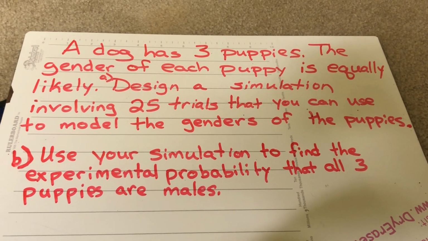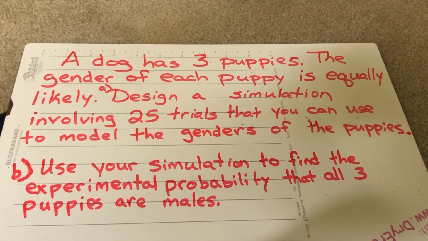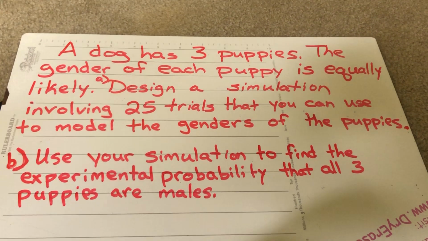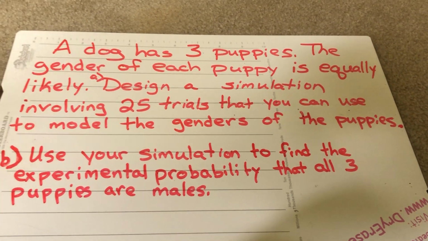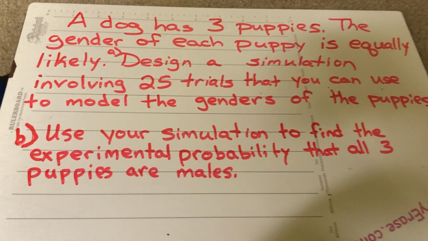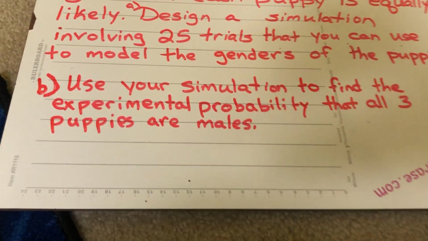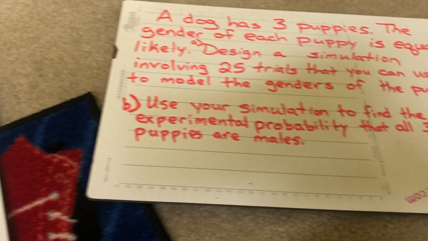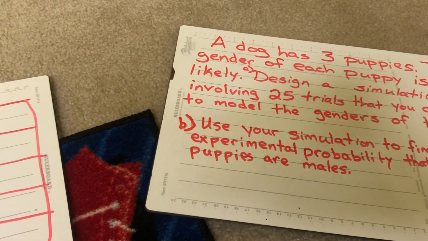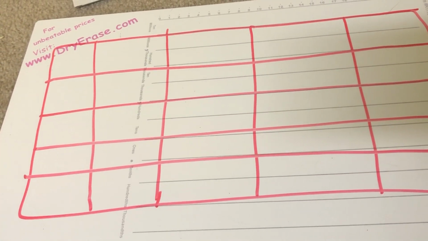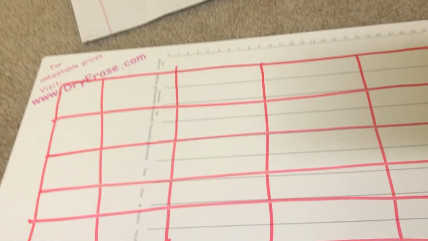So this is what we're going to do. We're going to say heads is male, tails is female. So if our quarter lands on heads, it's a male puppy. If our quarter lands on tails, it's a female puppy. Use your simulation to find the experimental probability that all 3 puppies are male. So this is what we're going to do, and this is going to be a little bit tedious, but this is the kind of thing you're going to be doing in class for this lesson, okay?